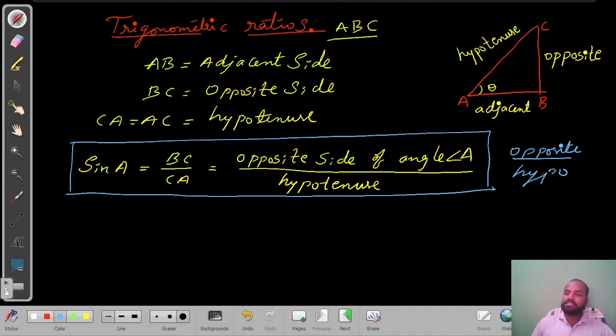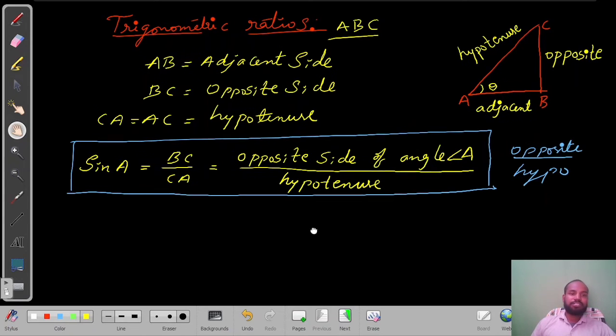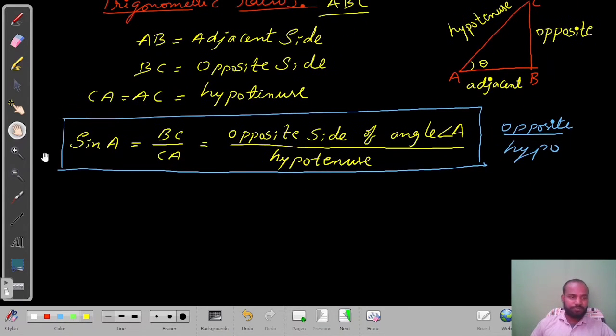Opposite by hypotenuse. Am I clear? So you can write simply like this. Next, what is the next thing? Next thing is cos A. So it is very easy. What is cos A? You know already.